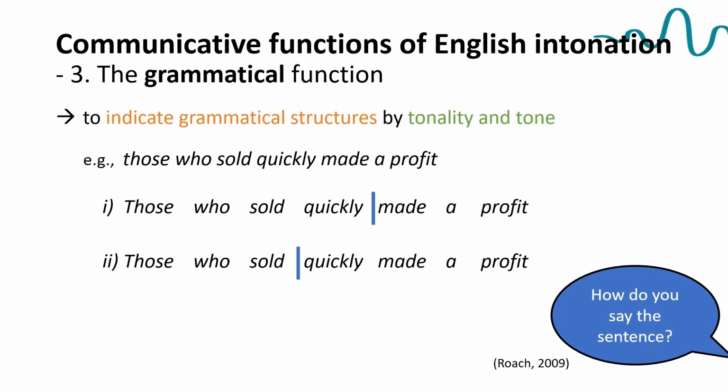So, for the first one, quickly is the nucleus and can be realized in a non-fall. Here a fall rise can be used to indicate non-finality. As for the words those and sold, they are the accented words in the first IP. As for the second IP of the first sentence, the nucleus is the stressed syllable of profit. And the word made, it's accented.